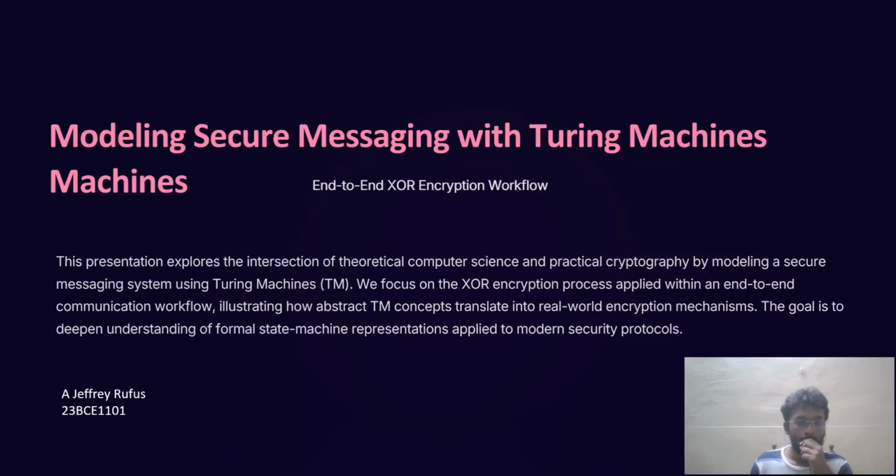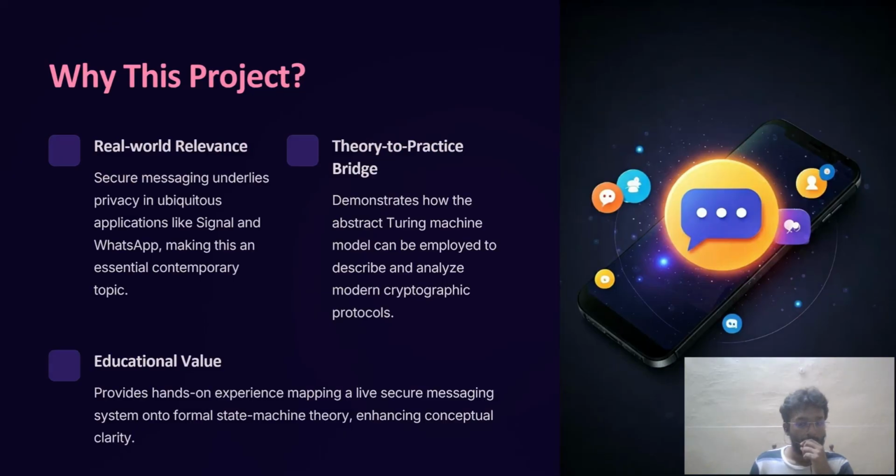Good morning. This is Jeffrey Rufus here to explain secure messaging, for example, XOR encryption and decryption with the help of Turing machines. Why do we need this? Because in this ever growing world of messaging and chatting and sending images and files through various means, we need more and more encryption and decryption and cryptographic tools for secure transcription.